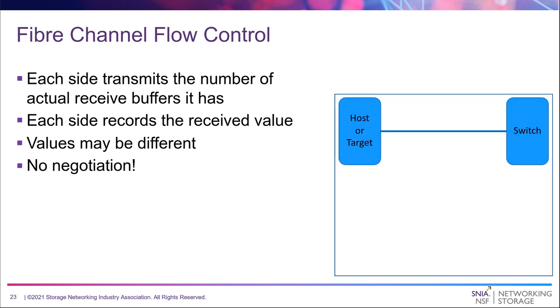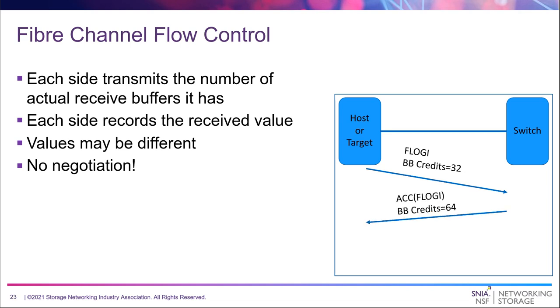So how does that work? Initially, I'll take a host or target, but the same kind of thing happens switch to switch on E-ports with ISLs. The host will send in its FLOGI, the fabric login, and one of the parameters inside is how many buffer-to-buffer credits it has, or how many buffer locations it has. It really means the same thing. The switch will record this number and send back its own accept to the FLOGI, giving its number. These are just two numbers I picked out of the air: 32 coming in from the host or target, and 64 coming from the switch. These numbers do not have to match, and each side records what the other side has told it that it has.